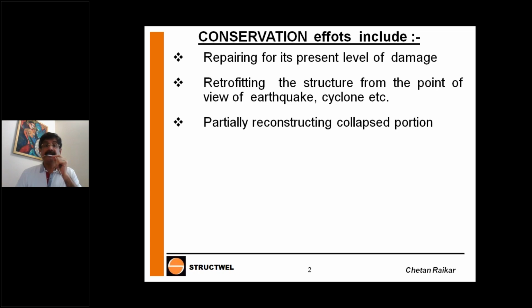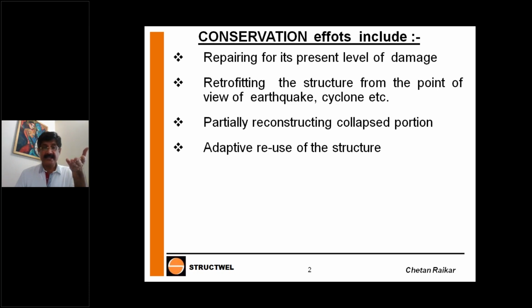Then, reconstructing a partially collapsed portion of a heritage structure. When you are reconstructing, you need a structural engineer, you need an architect in the team, and you need other professionals also. We'll of course see it in the later part of the presentation. Then adaptive reuse of the structure. What is adaptive reuse?